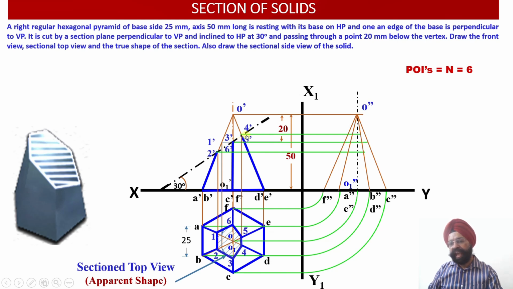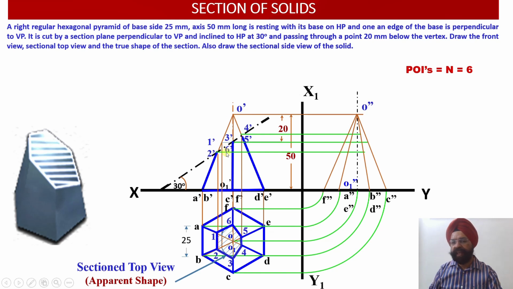Now take every pair in the horizontal direction. Take another pair in the horizontal direction. Take another pair in the horizontal direction. Let us find out the first pair. First pair is 1 dash and 2 dash. So these POIs were lying on the slant generators O dash A dash and O dash B dash. So 1 dash was lying on O dash A dash, 2 dash was lying on O dash B dash.